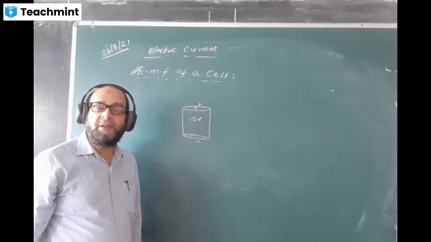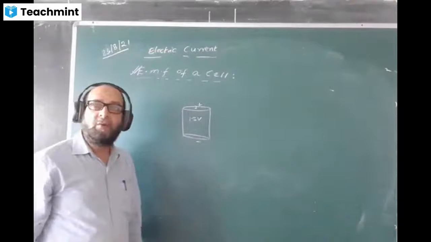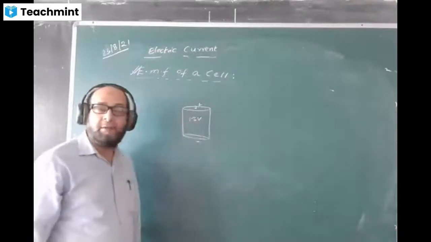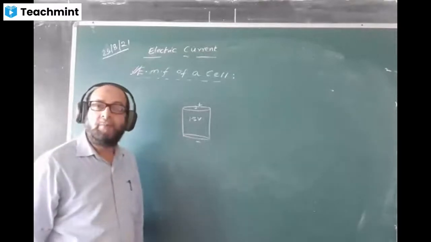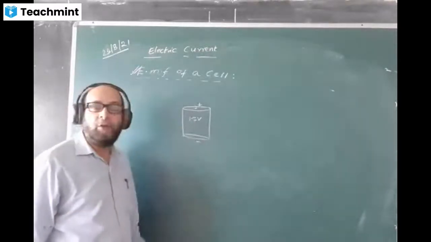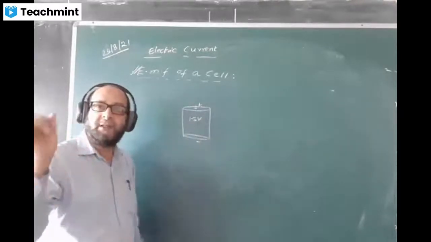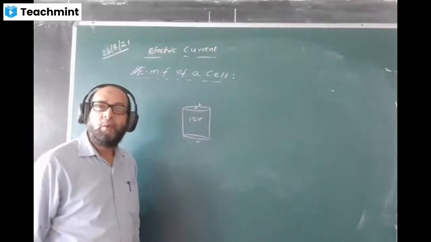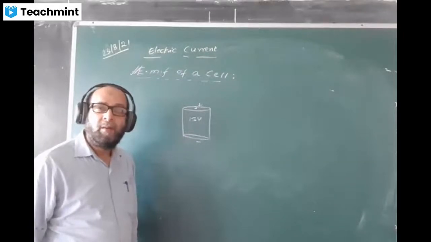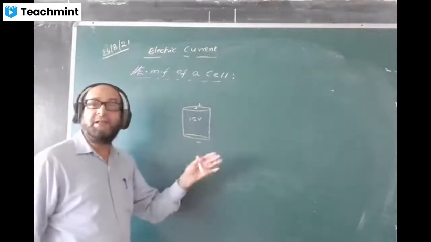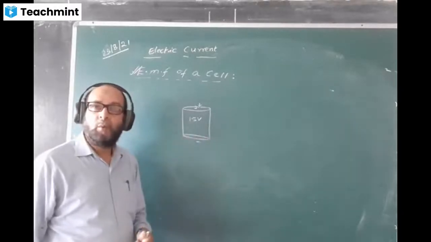In the beginning, when we buy a new cell, 1.5 volt is written on it. If you do not know, please check it. That means the voltage of the cell before it is put into use is 1.5 volt. Once we use it, the value keeps on decreasing and ultimately it becomes zero. That is how batteries finish, because this EMF keeps on decreasing.